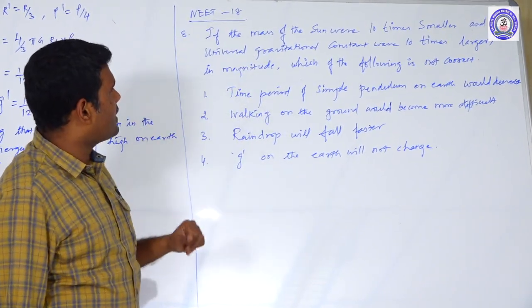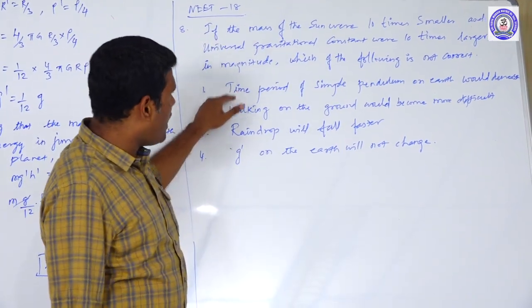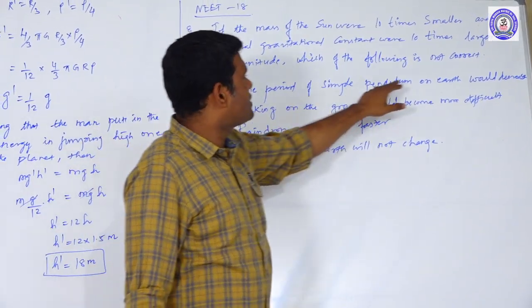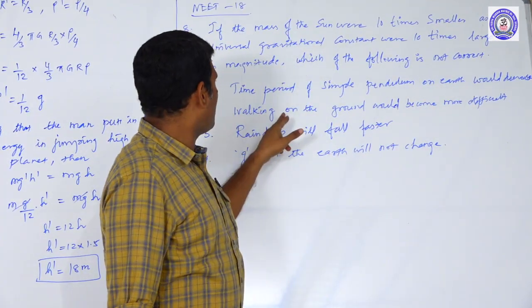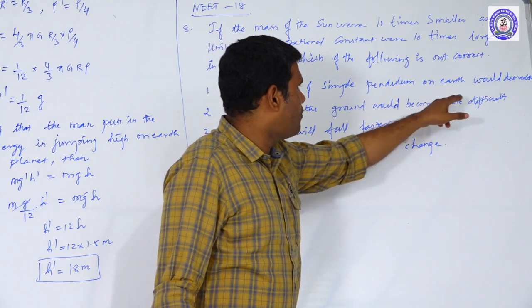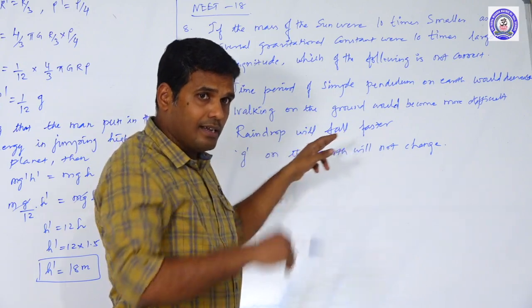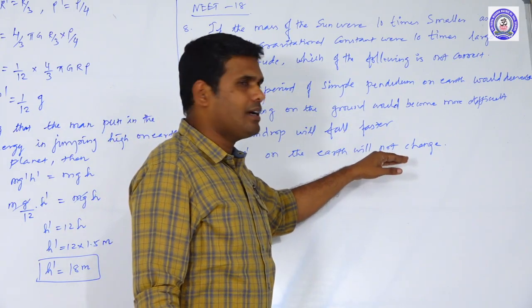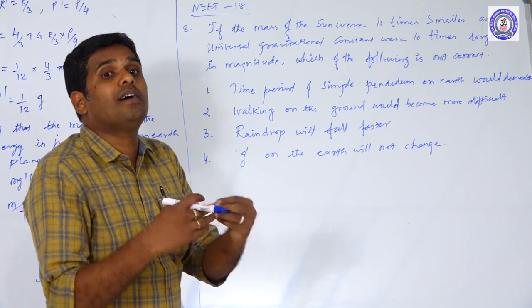If you look at the question, they are speaking about the mass of the sun. But if you look at the options, the time period of the simple pendulum on earth would decrease. Walking on the ground would become more difficult. Raindrop will fall faster over the earth. g on the earth will not change. They are comparing everything related to earth.